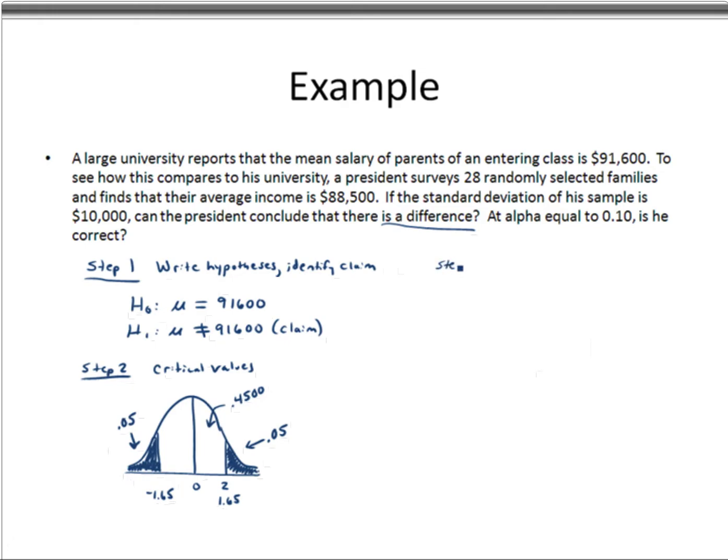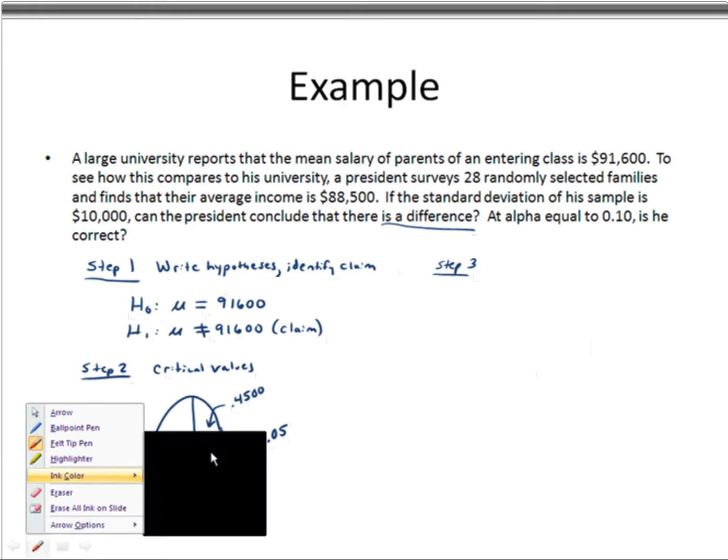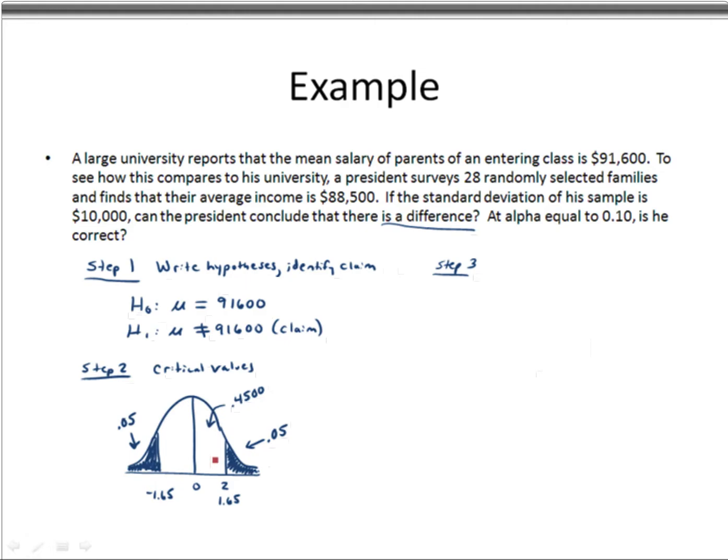Moving on to step 3, remember that step 3 is the point where we are going to look at our sample mean and place it on the curve. Remember that our population mean, the 91.6, is going to sit right in the middle. And so the question becomes, where is the 88.5? Where is our sample mean in relation to that population mean? And remember that in order to know where to put the 88.5 on the curve, it has to be a z-score. And so step 3 is to convert the 88,500 to a z-score.